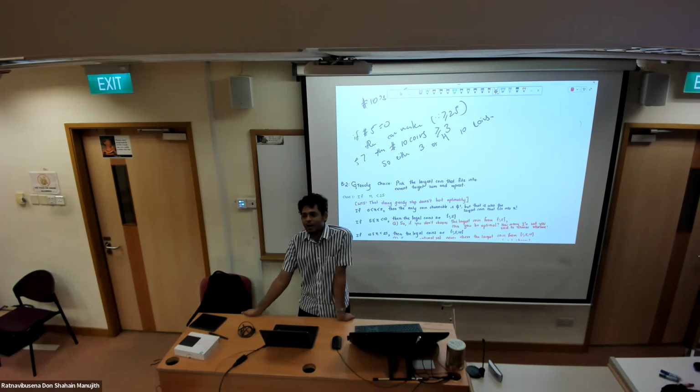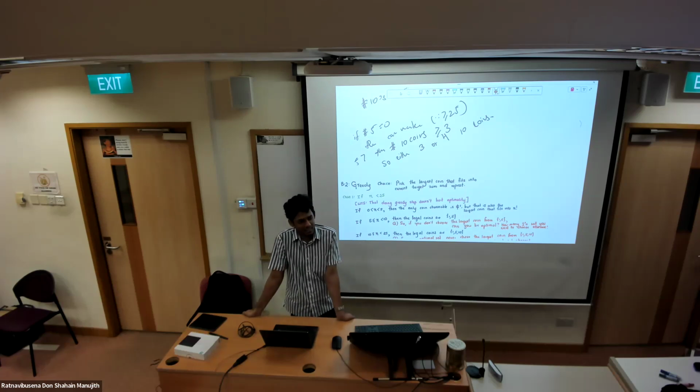Yeah, right. So if the optimal solution chooses at least two 5 coins, then you can replace two 5 coins with one 10 coin, right? So then can it be optimal? No.